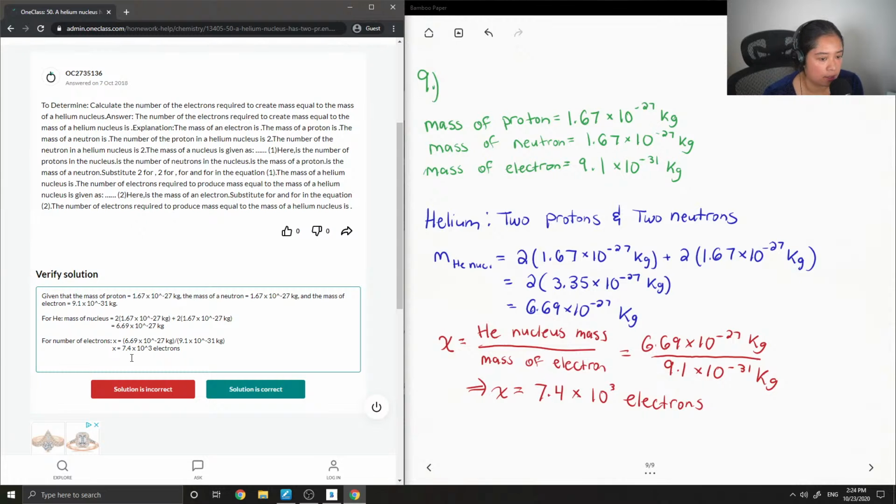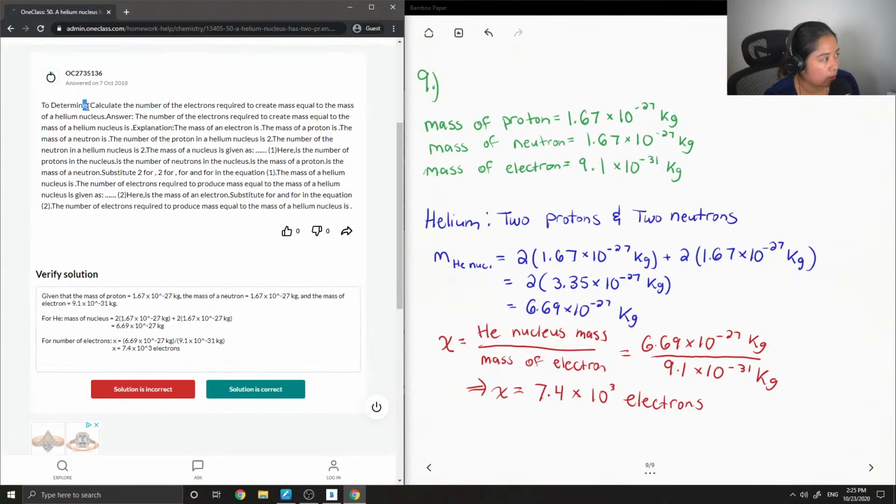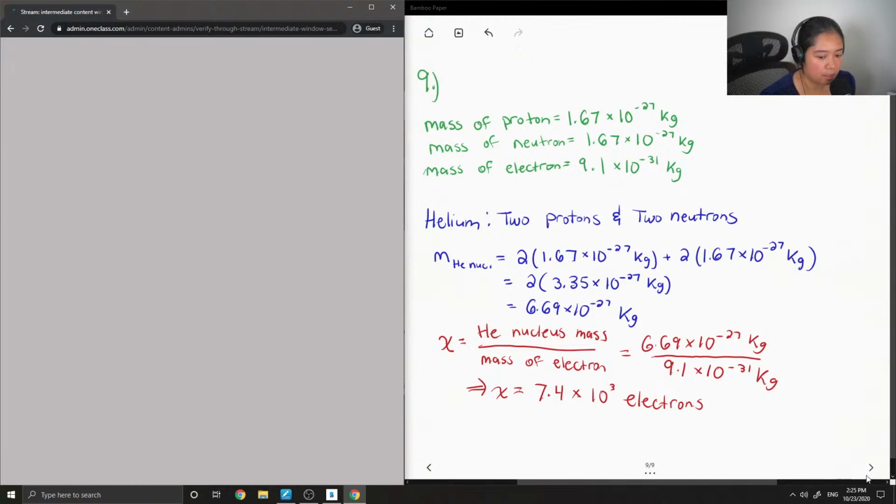.69 times 10 to the negative 27 kilograms divided by 9.1 times 10 to the negative 31 kilograms. Then we get X equals 7.4 times 10 to the 3 electrons. Okay, so even though the junior tutor gave us how to answer it, it was kind of confusing to read and didn't really add any of the actual values. So I'm just going to say that this solution was incorrect.